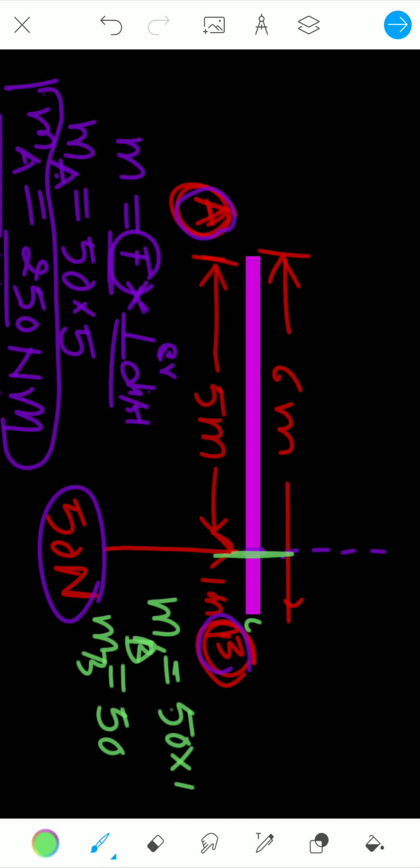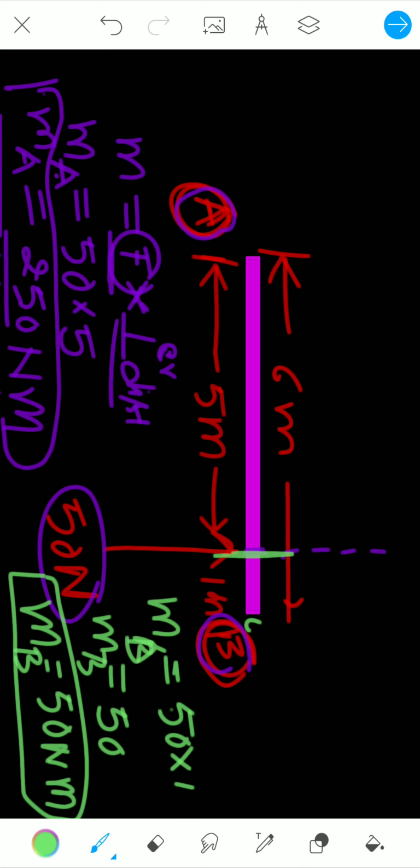I already told you earlier, writing 50 is not enough. We also have to mention the units so that we will get marks, or else we are going to lose the marks in examination. So MB equals 50 Newton meter. So these are the final answers that he has asked us to find out.